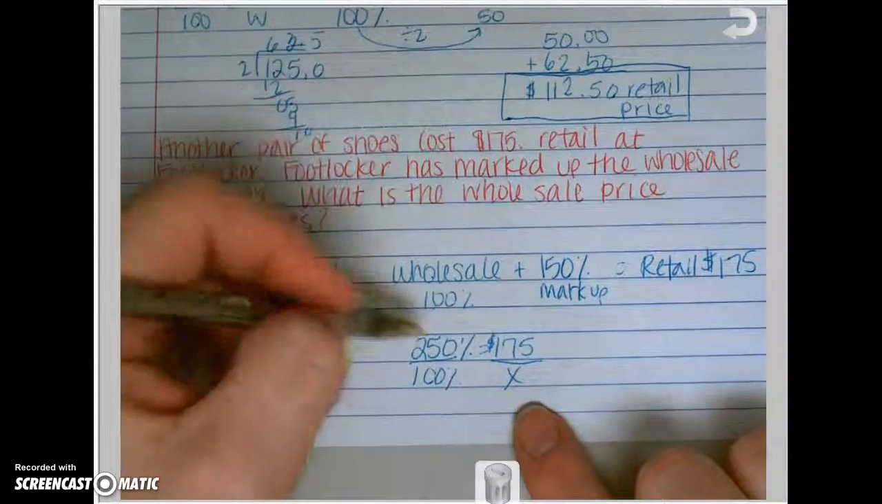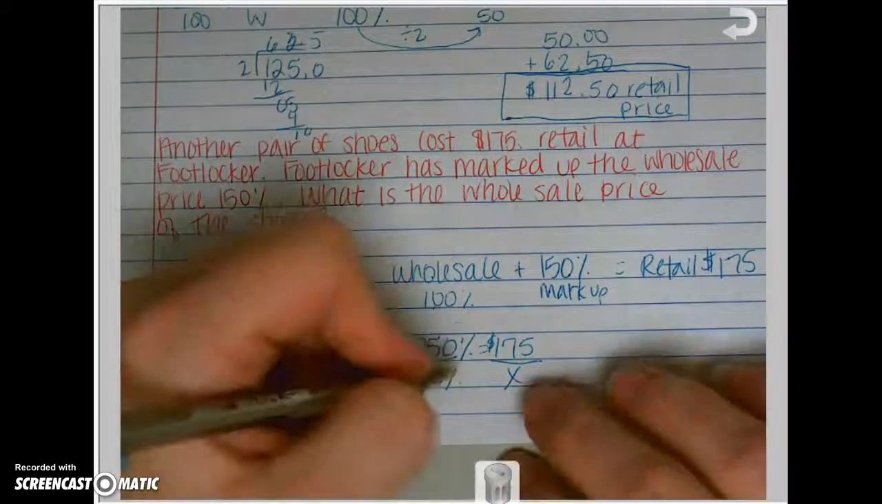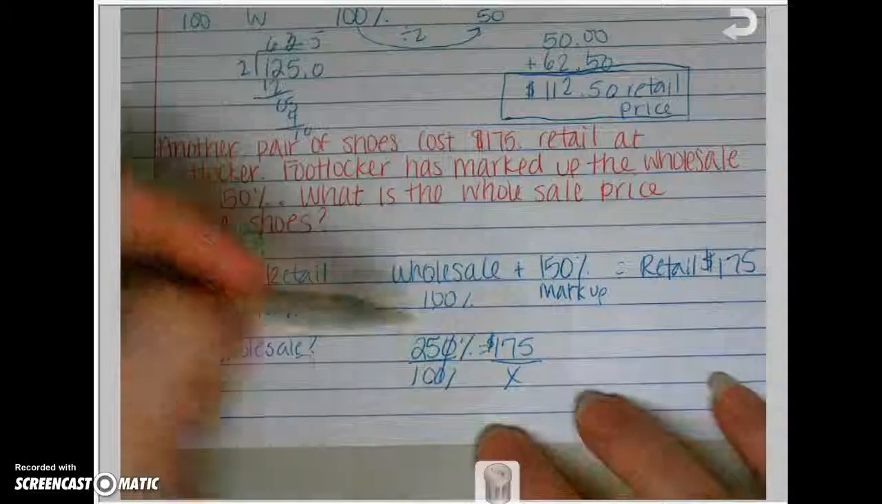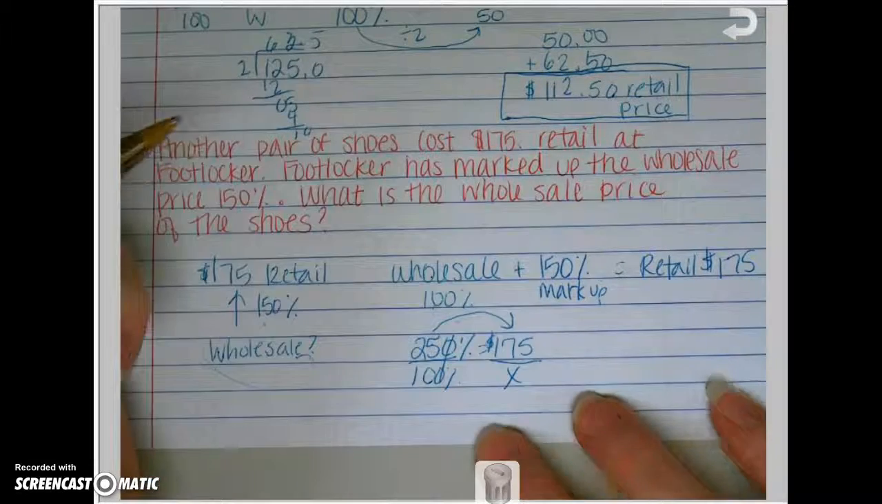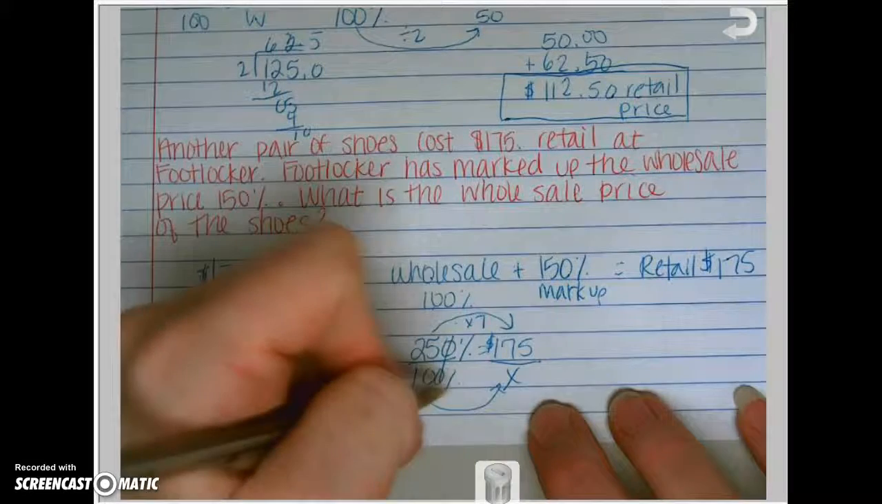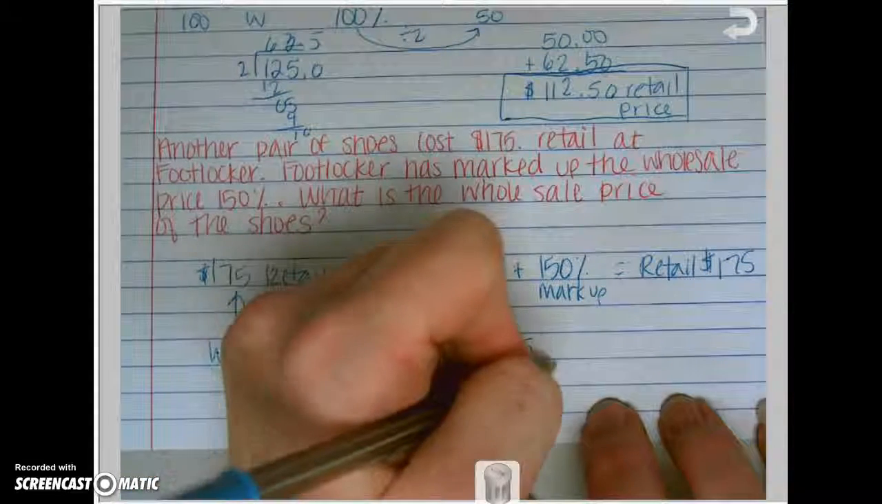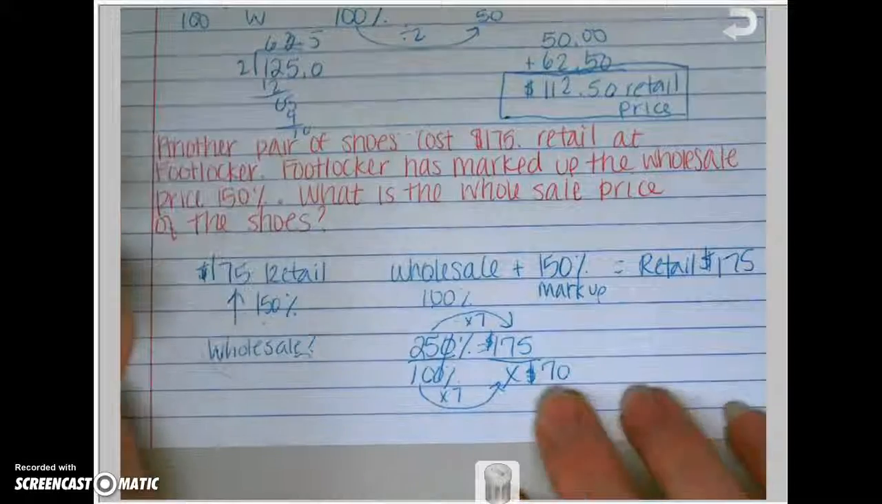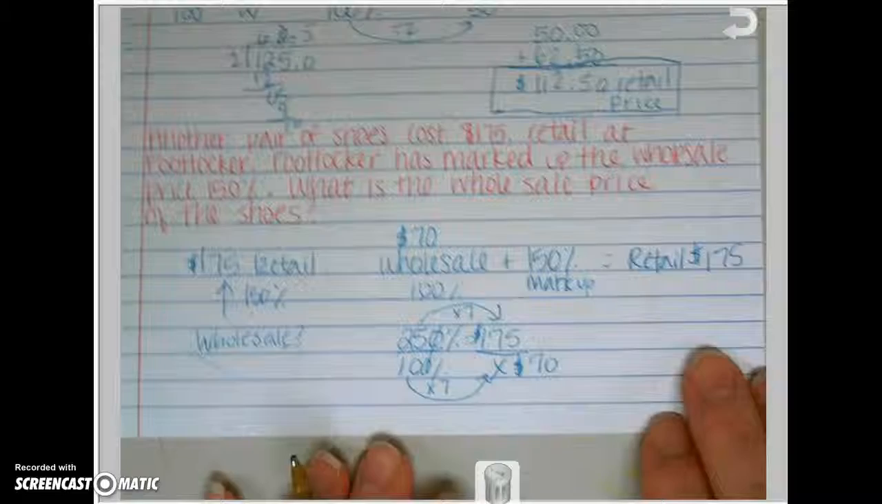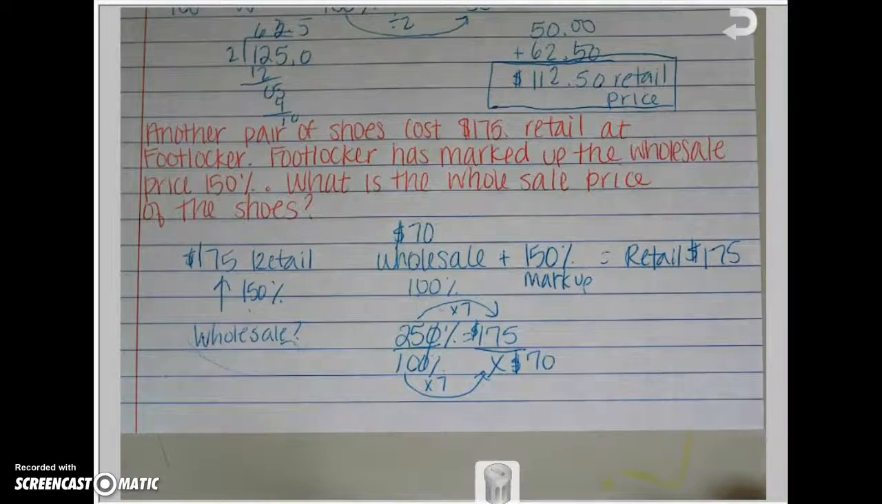Okay. So now I say, oh, okay, well, I'm going to simplify that. So it's now like 25 over 10. What can I do to get from 25 to 175? I can multiply by 7. So now I have 10 times 7, and I get 70. So my wholesale price would be $70. So now let's think of it this way. Let's check it and make sure it makes sense.